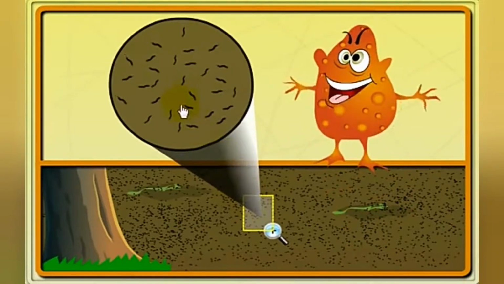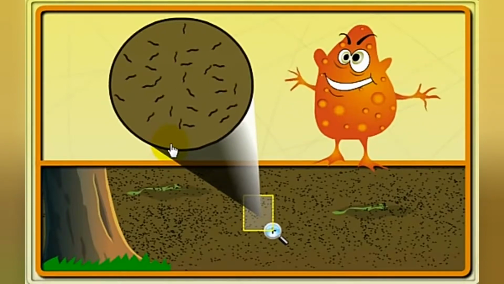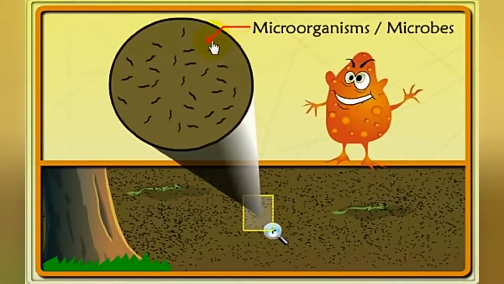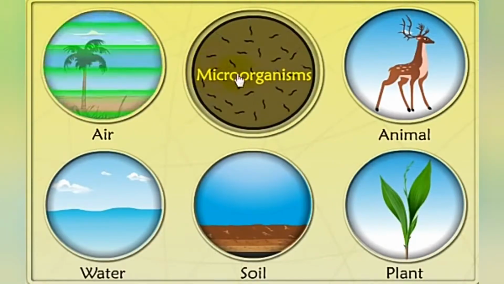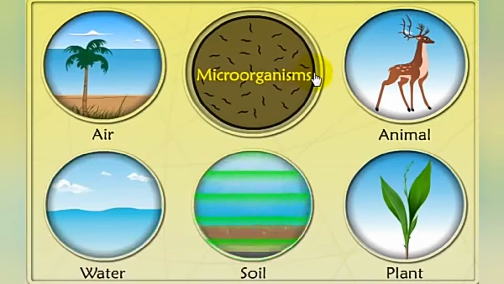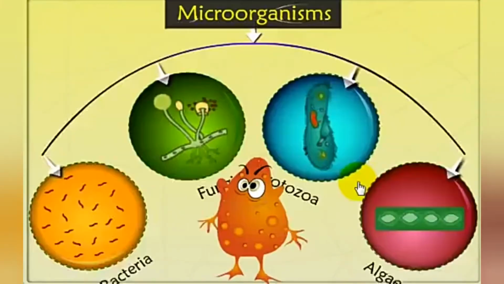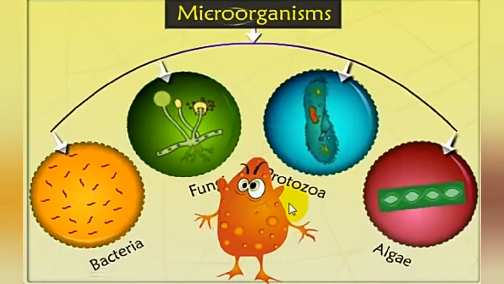Now take for instance, we take a brief sample of soil, and the soil is observed under a microscope. We could observe that there are some tiny organisms. These are called microorganisms or microbes. These microorganisms can be found everywhere, either in the air, in the water, in the soil, in animals. So we have various types or groups of microorganisms.